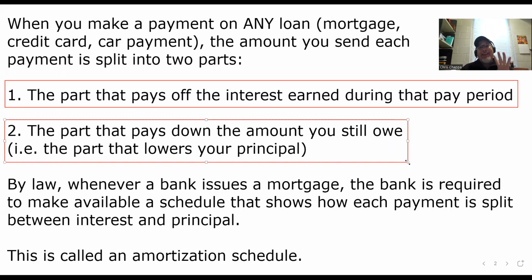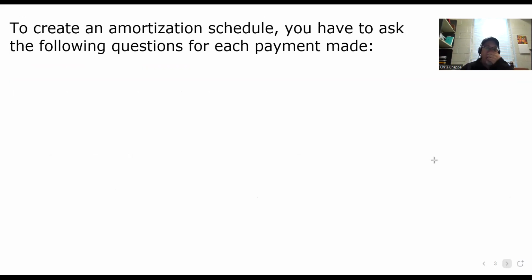Now, by law, whenever a bank issues a mortgage, the bank is required to make available a schedule that shows how each payment is split between interest and principal. And this is called an amortization schedule. Now, they don't always put it out in front of you, but if you ask, they have to provide it for you. Now, to create an amortization schedule, you have to ask yourself the following questions for each payment made.